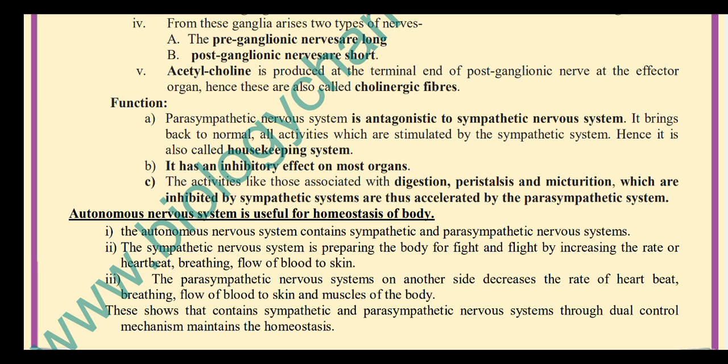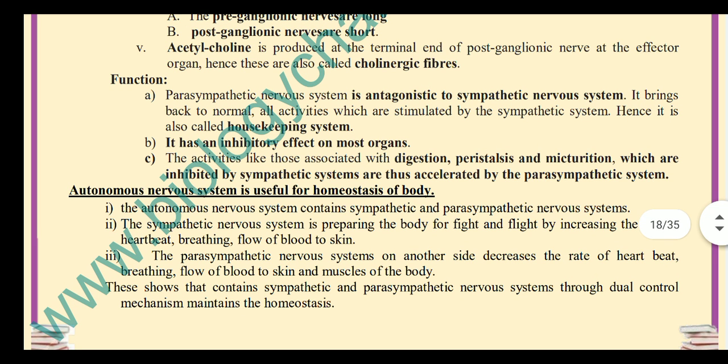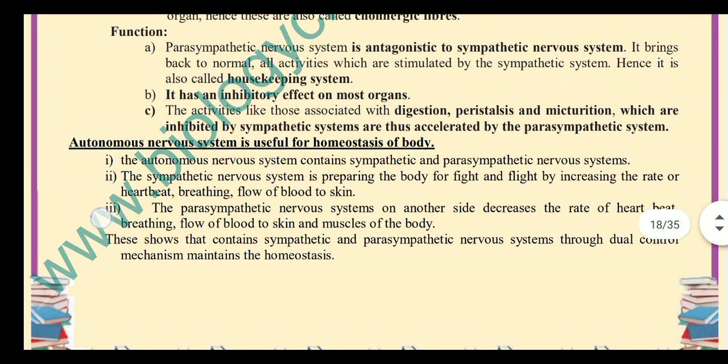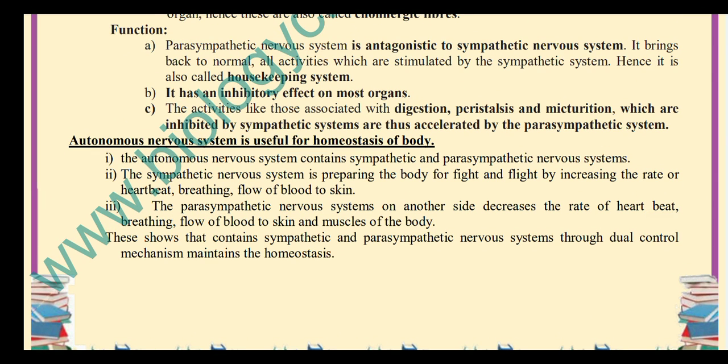Acetylcholine is produced at the terminal end of the postganglionic nerve at the effector organ, and hence these are also called cholinergic fibers. So the function, of course, is that it forms many kinds of hormones for emergency and for movement. The parasympathetic nervous system is antagonistic to the sympathetic nervous system and brings the body back to normal after the emergency formed by the sympathetic nervous system. All activities stimulated by the sympathetic system are reversed, hence it is also called the housekeeping system. So it has an inhibitory effect on most of the organs.